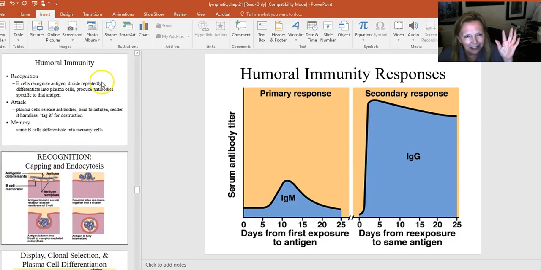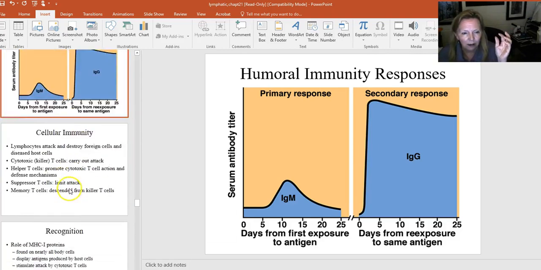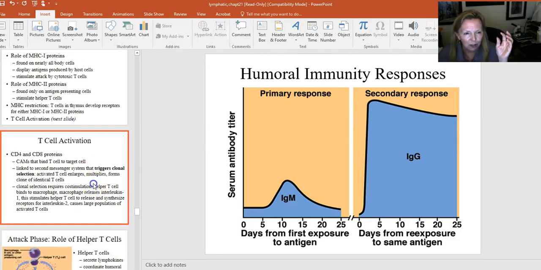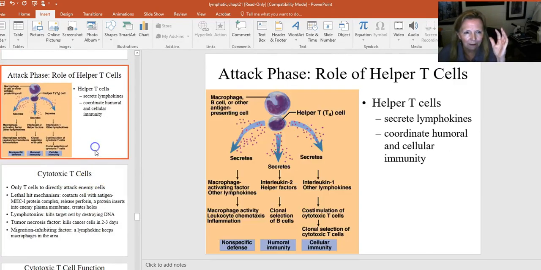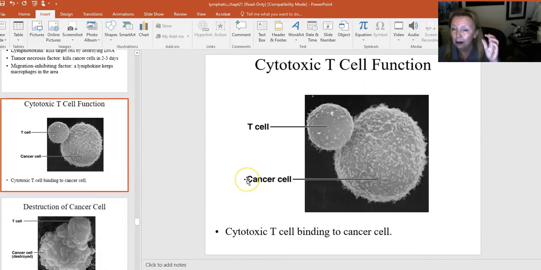So I think these pictures are just reiterating what I did on that little whiteboard, but I definitely want you all to go back and make sure you have a very good idea of how to explain the two arms of specific immunity, humoral and cell-mediated, and that you know which cells are unique to each of them, and what the functions of those cells are. So that's going to be important.